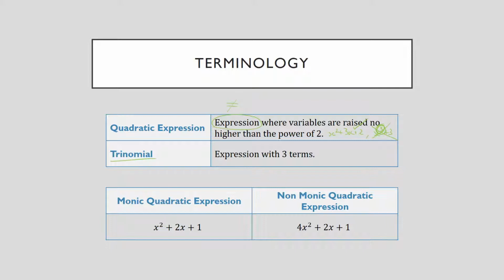The next term is trinomial. A trinomial is just an expression which has 3 terms. So you can see here we have 1, 2, 3. So this is a trinomial. This one here has 1, 2, so it's not a trinomial.